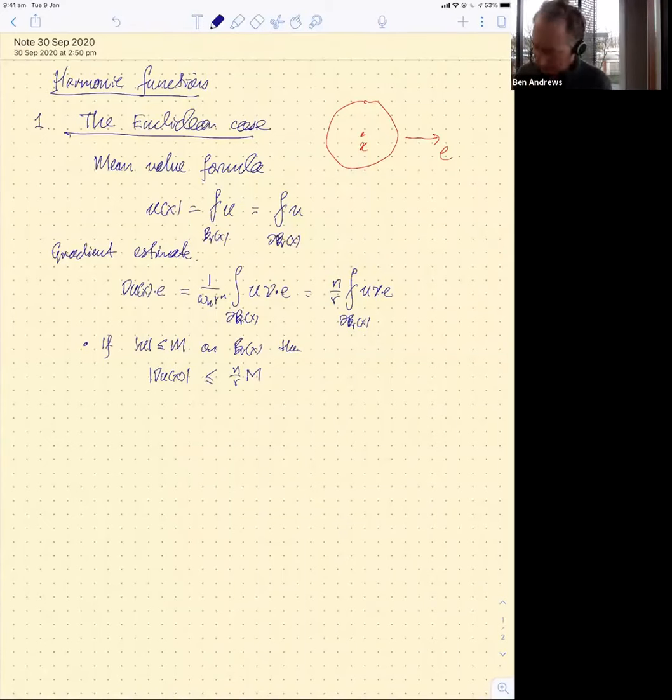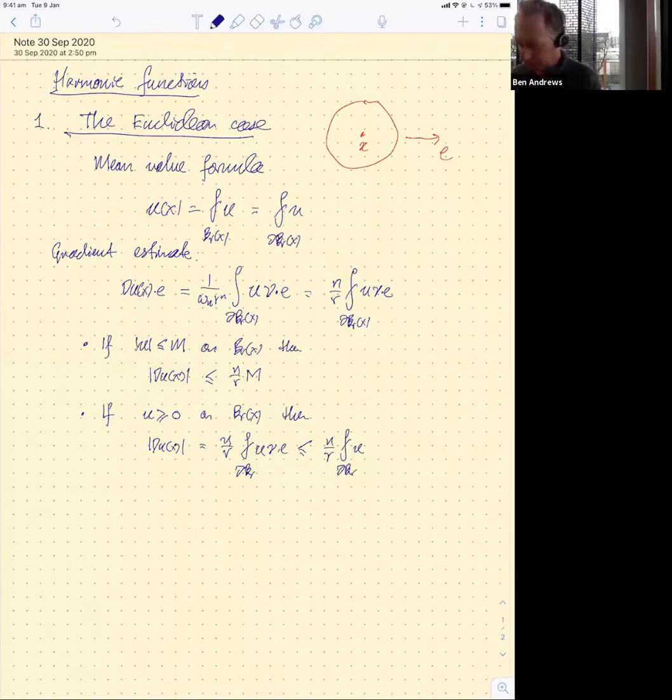I can also get the gradient bound for non-negative functions. So if u is greater than or equal to 0 on the ball, then again I get n over r times the average over the boundary of u nu dot e, and nu dot e is less than or equal to 1, so this is less than or equal to n over r times the average of u. I'm using here the fact that u is non-negative to do this inequality. So I just get u.